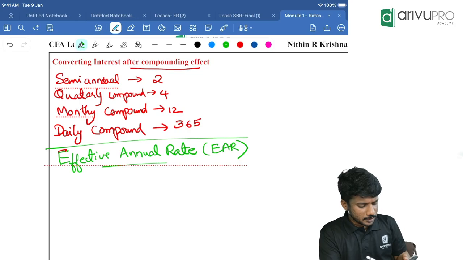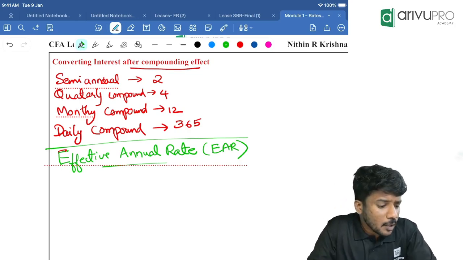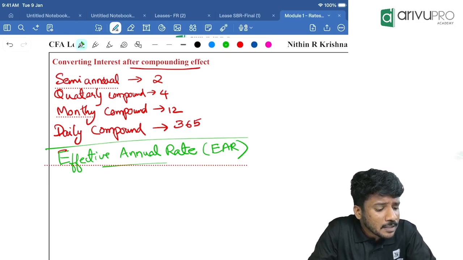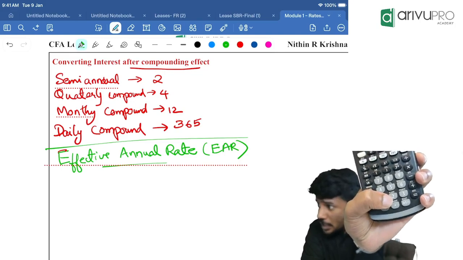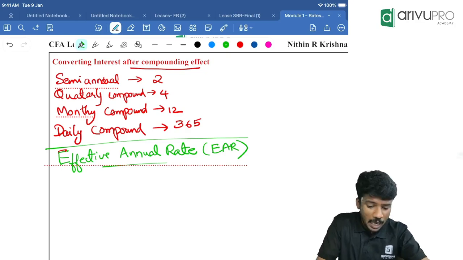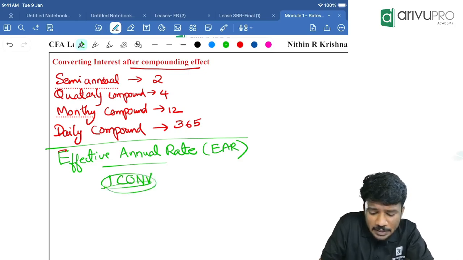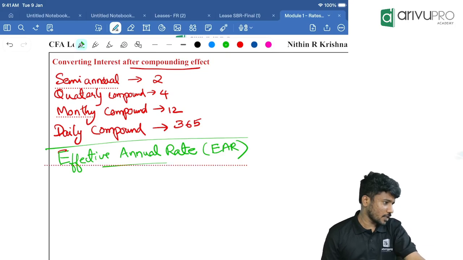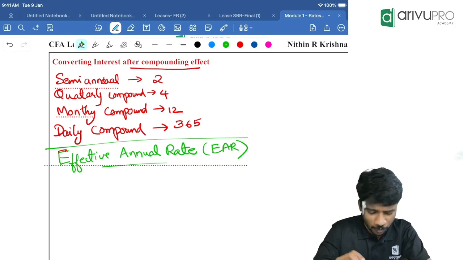Take your calculator, everyone. Have you seen a button called 2? It is right in front of you. On top of 2 there is something called ICONV. Have you seen that? That is nothing but interest conversion. We are converting the interest without using the formula.